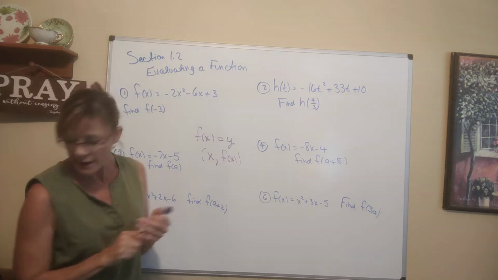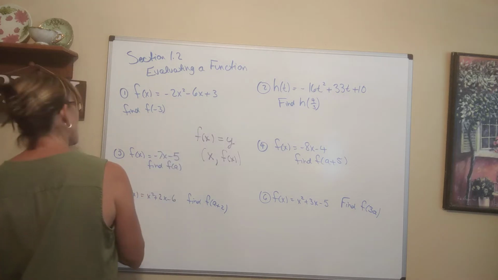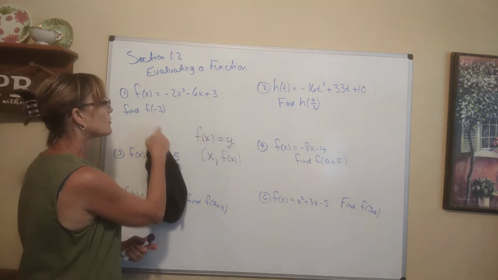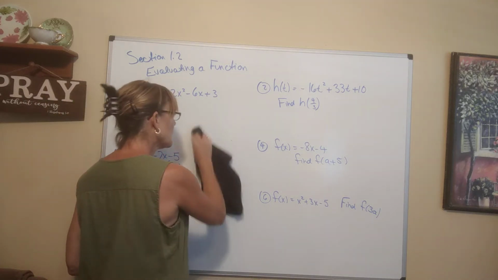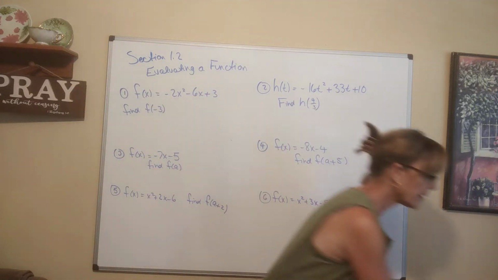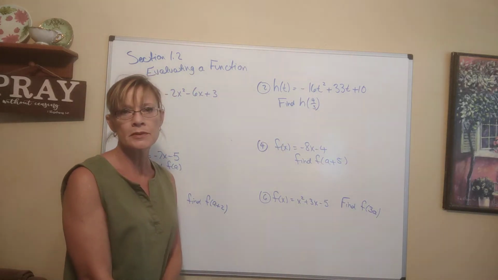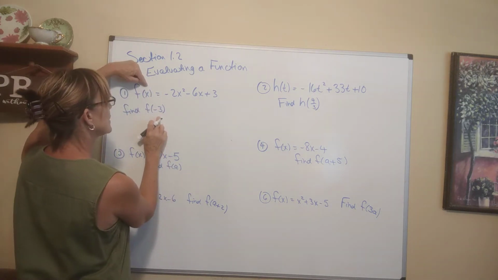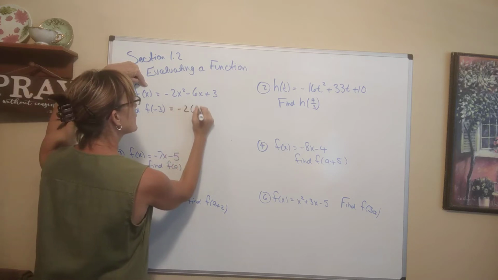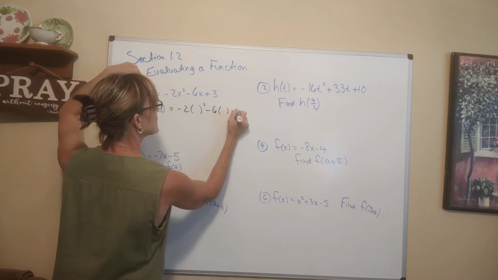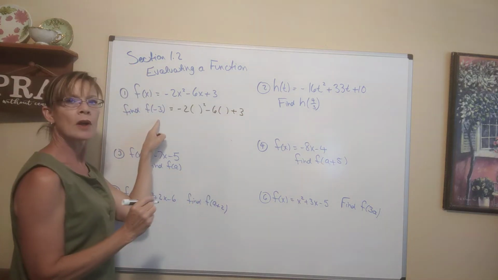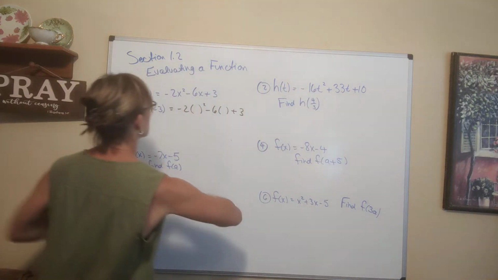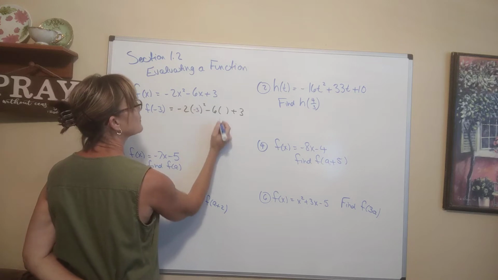So for number one, they're asking us to evaluate this function. F of x is negative 2x squared minus 6x plus 3 at the x value negative 3. If you watch how I do this and you practice this, your answers will be correct because you won't have problems with your negatives. When they ask me to evaluate f of negative 3, see how that's in place of the x? Everywhere there's an x, I'm going to substitute in the value, and the value happens to be negative 3. So I'm going to say, okay, negative 2 times negative 3 squared minus 6 times negative 3 plus 3.